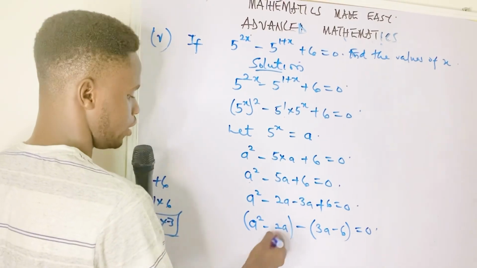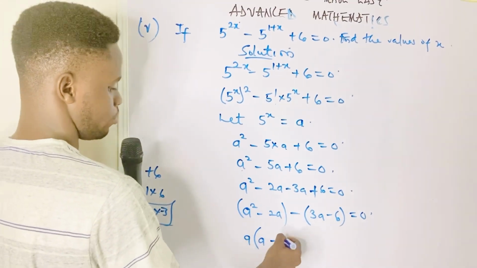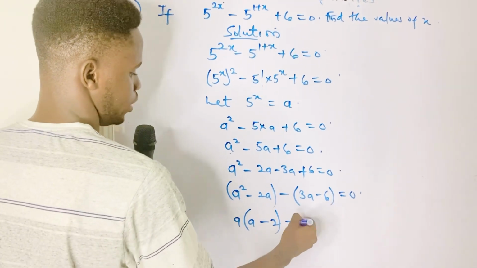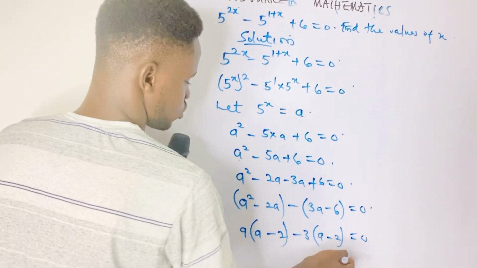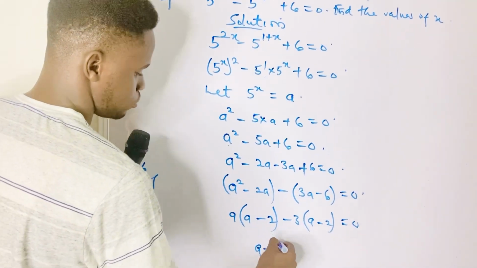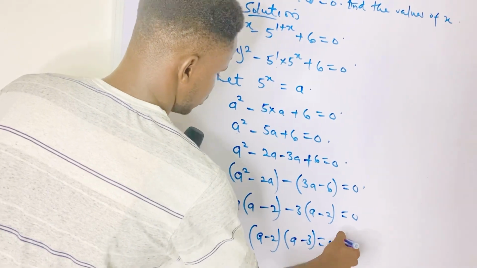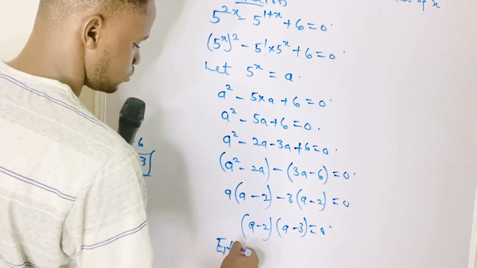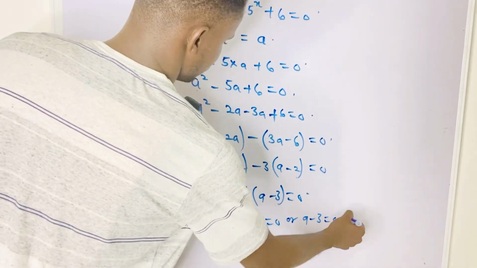What's common here? a. Take out a. a in a squared remains a, minus, a in 2a remains 2 there. Minus, what's common here? 3. And I'm left with a then minus 2. What's common to both again? a minus 2. And what's left? a then minus 3. So it's either a minus 2 equals 0 or a minus 3 equals 0.